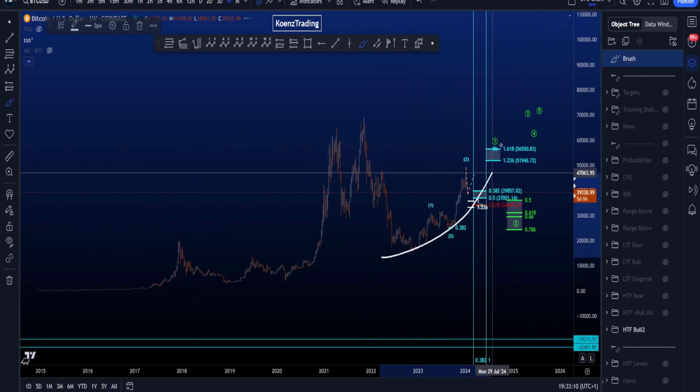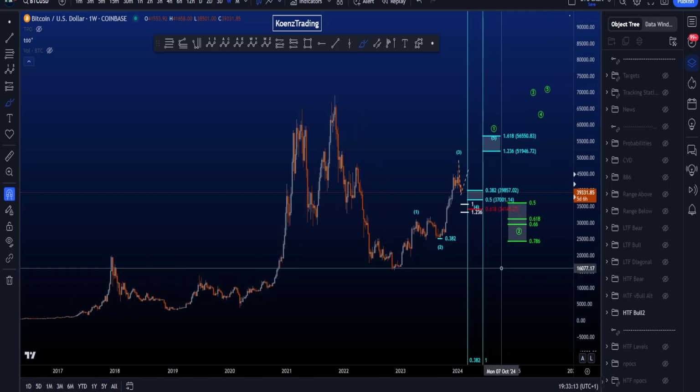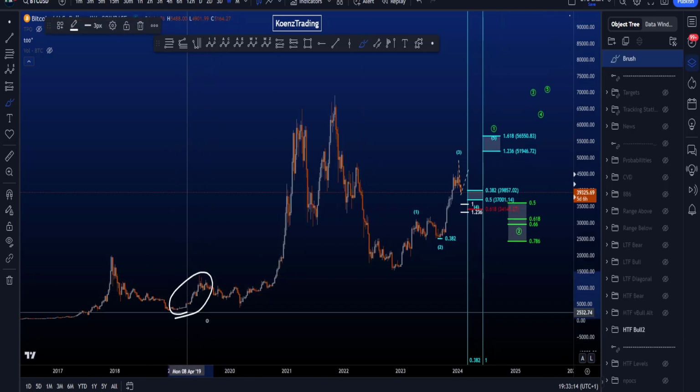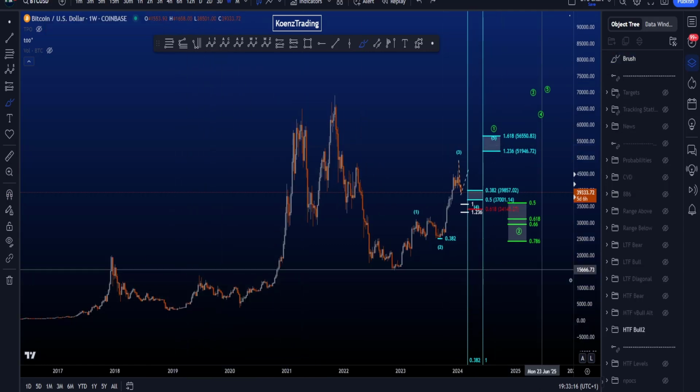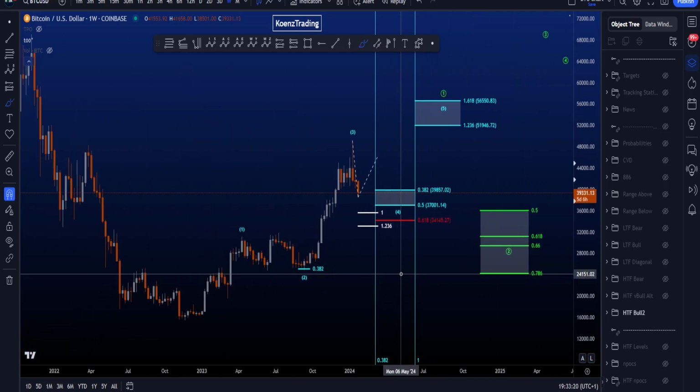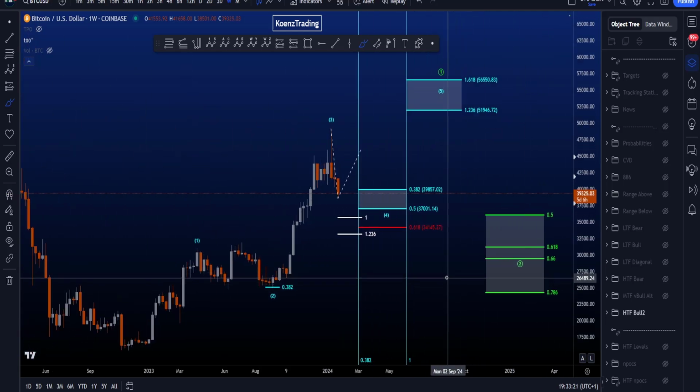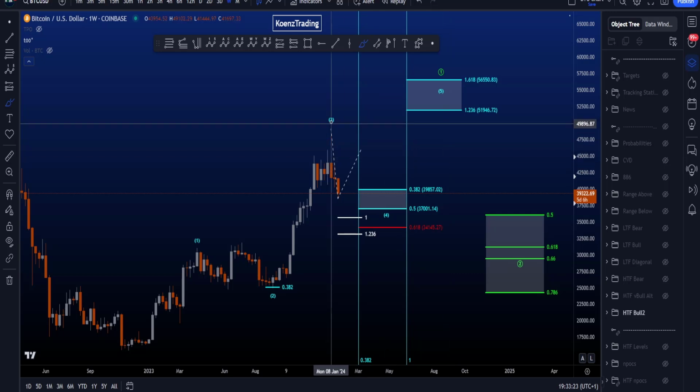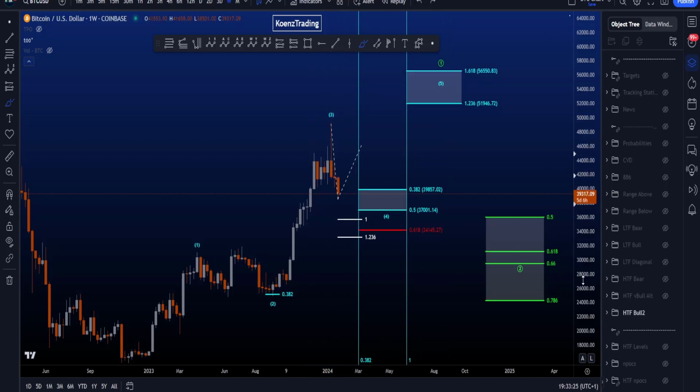Now this impulse to the upside is very long compared to previous wave 1s. As you can see, this was the previous wave 1 that then started the bull market. So that is something we do have to keep in mind with the probabilities. But what is more important to me is actually this structure to the downside here.